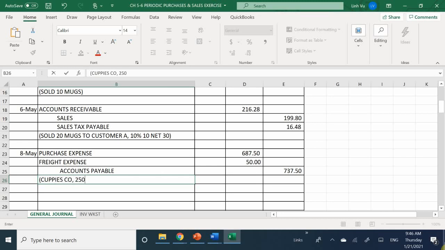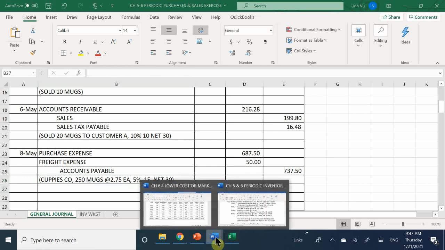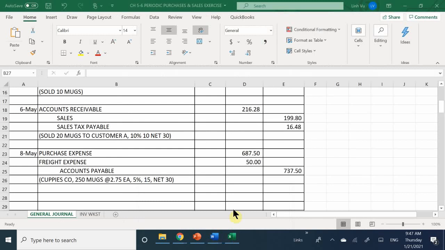I purchased 250 mugs at $2.75 each. And because it's on an account, I get 5% if I pay within 15 days. If not, it is due in 30. Okay. Okay, so what do I do next? Now that I made a purchase, what do I do next?